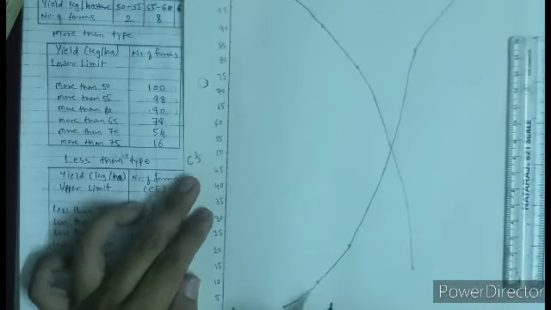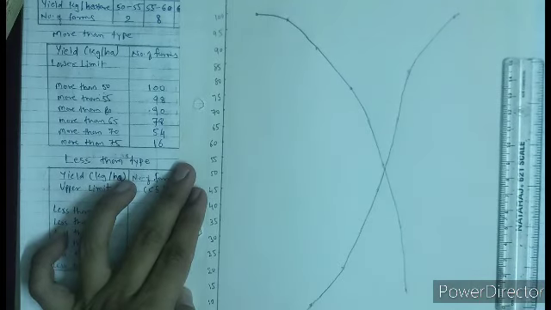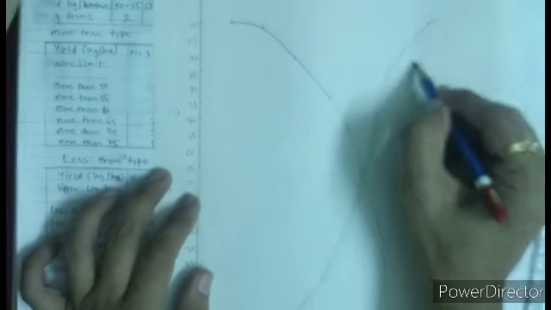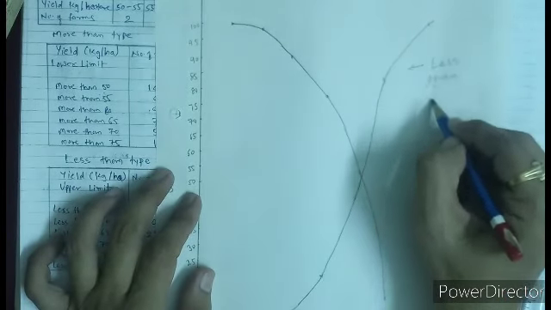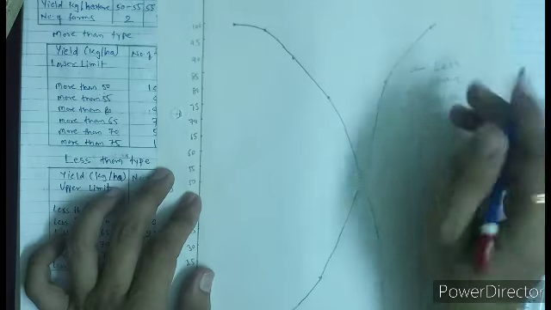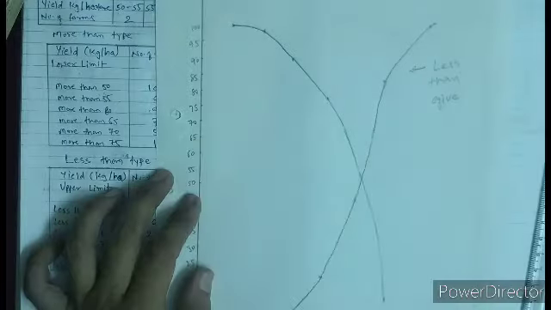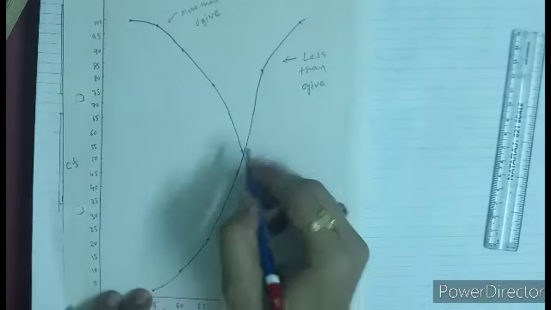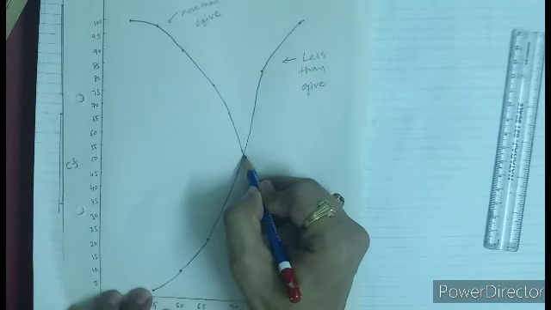Now you can see here both the curves are intersecting each other. The curve which is going upwards is the less than type OGIVE, and the curve which is going downwards is the more than type OGIVE. Here both the curves intersect at a point. Less than type curve and more than type curve both intersect at a point.